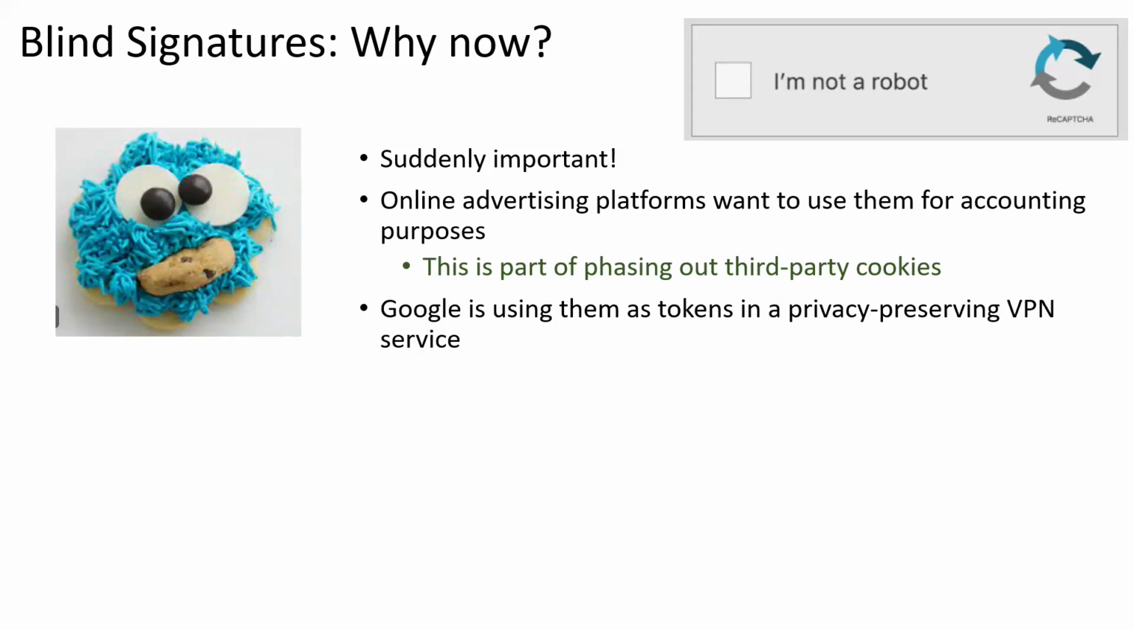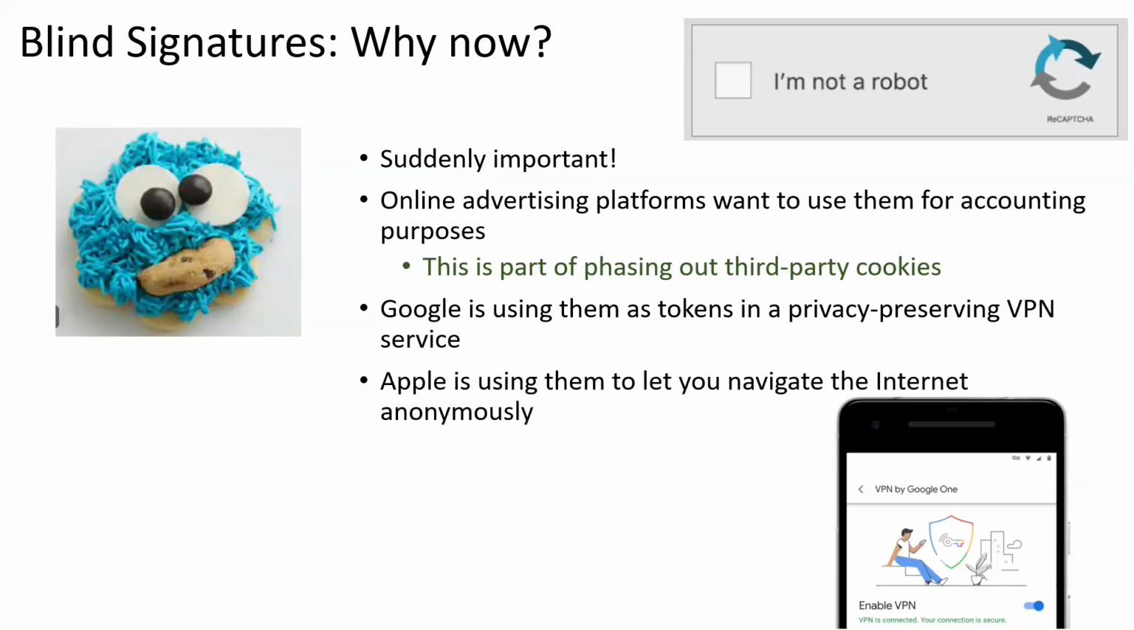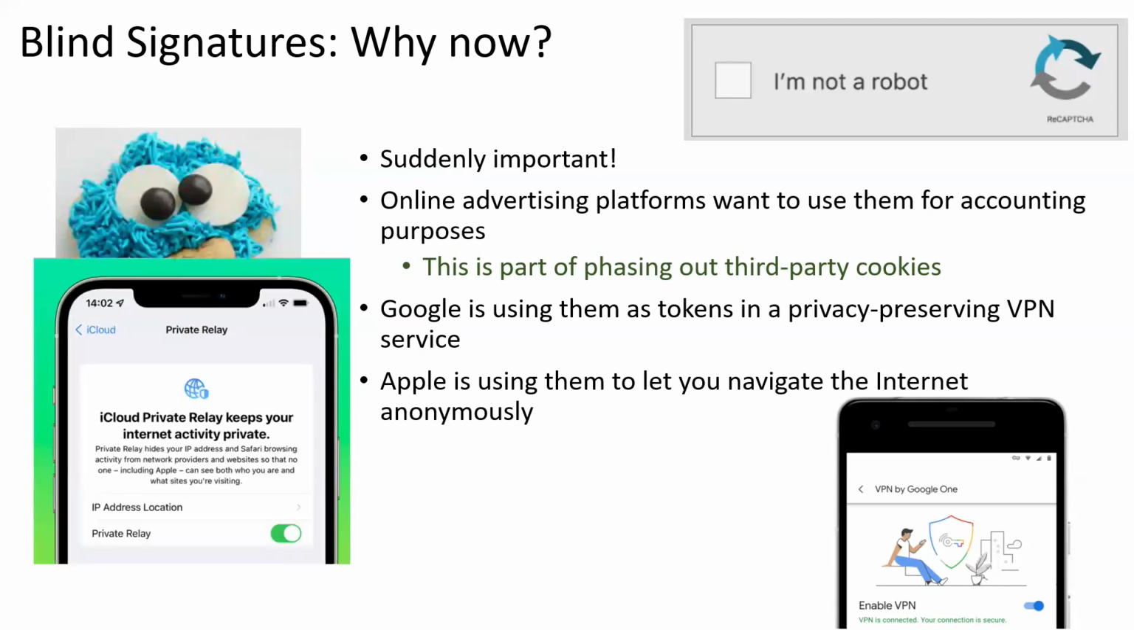Google uses blind signatures as tokens in their VPN. So if you're using Google One VPN, this is what's happening under the hood: a blind signature. When you log into the VPN, the server doesn't know who you are, but you use a blind signature as a token. And Apple's using them to let you browse the web anonymously using iCloud Private Relay. So suddenly blind signatures are being used.